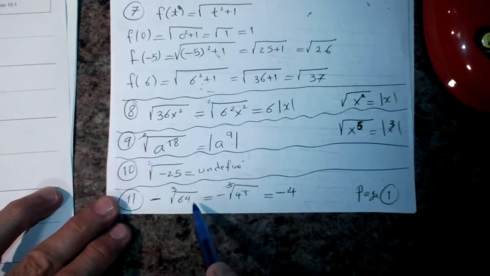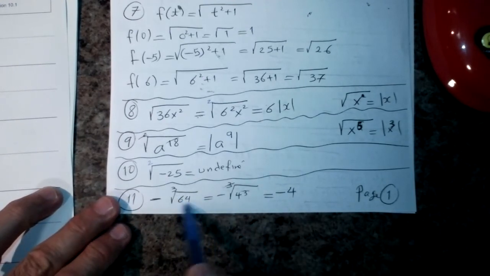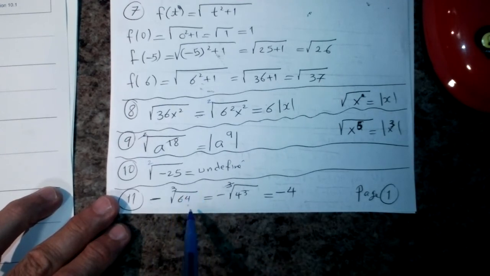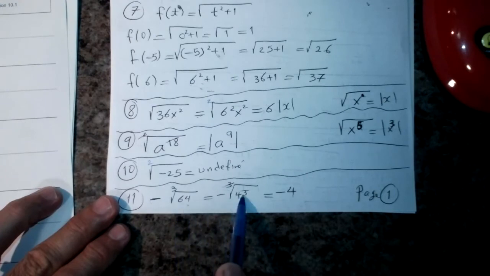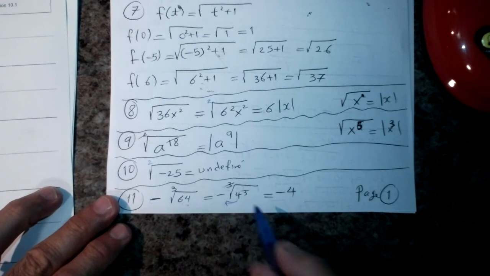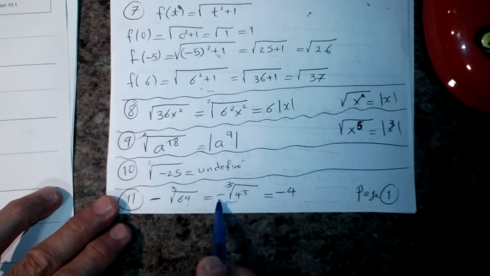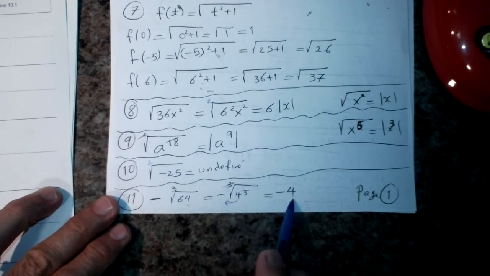Now, remember, under the radical, you have positive. This negative has nothing to do with this. If I use my calculator, or if I do the calculation, 64 is 4 cubed, right? 3 and 3 cancel. 4 is released from the radical. So 4 is coming out, and there is a negative sign waiting here, so it would be -4.